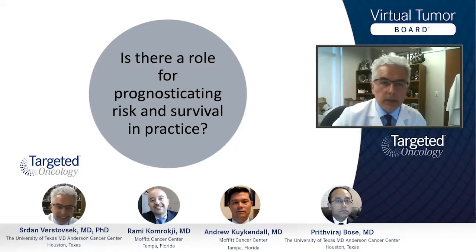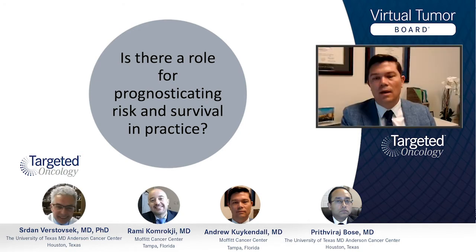It seems to me that there is a good case to prognosticate for transformation to acute myeloid leukemia, but it doesn't really appear that we can do much about it, actually. Andrew, what do you think about that? Is there a real need in everyday practice to prognosticate not only for survival, but also for acute myeloid leukemia risk? Yeah, I think so.